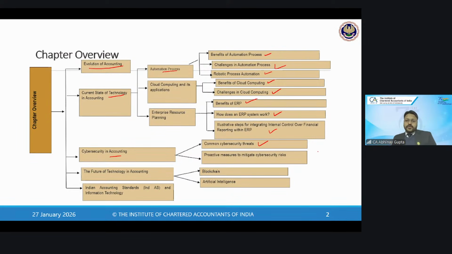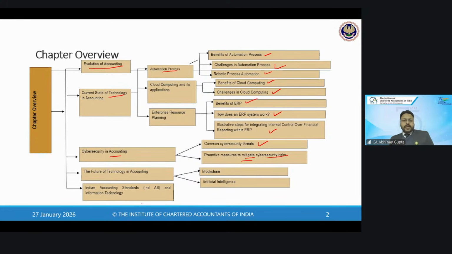So if that is prone to the risk, then we need to understand what those risks are and how those can be measured or mitigated, right? So what are the measures which we can take to mitigate these cyber security risks? That also we need to understand.